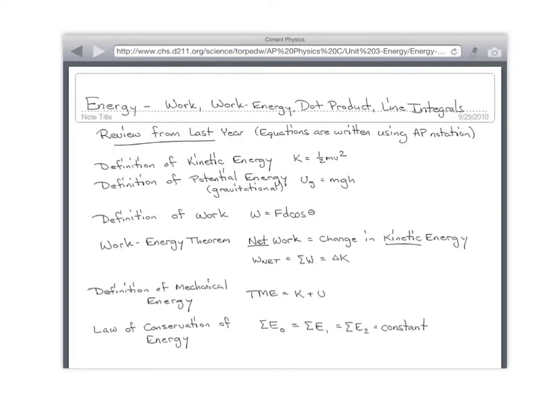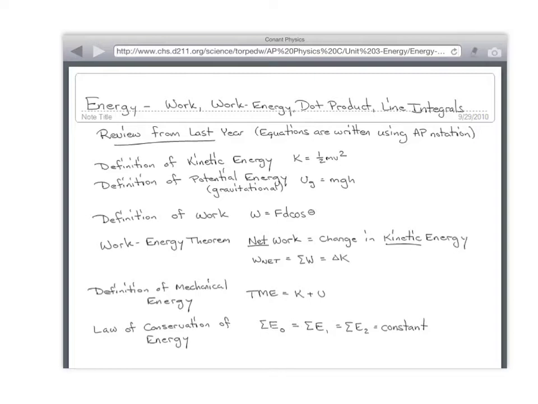By how much? However much net work was done. So if you do 10 joules of net work, how much is the kinetic energy going to change by? 10 joules. All right, if you do negative work, what's the kinetic energy change going to be? Negative. All right, good.